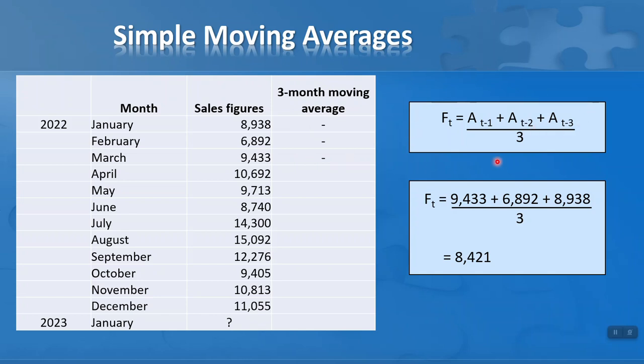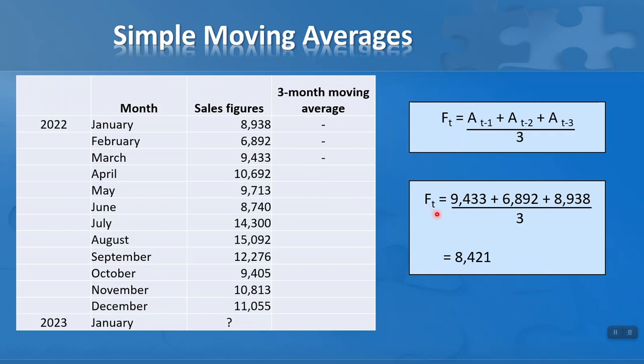Here's my standard formula up here at the top. My forecasted for time t is the actual for t minus 1 plus actual for t minus 2 plus actual for t minus 3, divided by 3. I'm going to start with April, because I want to take a look at the trend over the time period using a moving average. So in this cell that I'm highlighting now with the red dot, I want to do the calculation for the predicted demand for April.